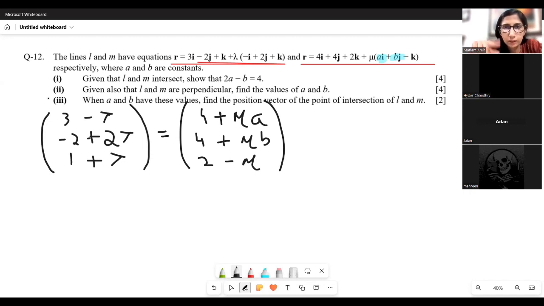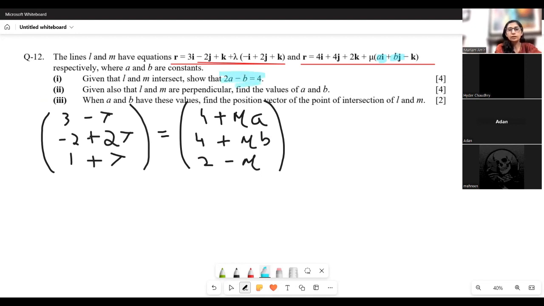Well, let me just confirm. 3 minus lambda is equal to 4 plus mu a. Minus 2 plus 2 lambda equals 4 plus mu b. And 1 plus lambda equals 2 minus mu. Okay, so now what we'll do, we'll solve them simultaneously and we should be able to get this.